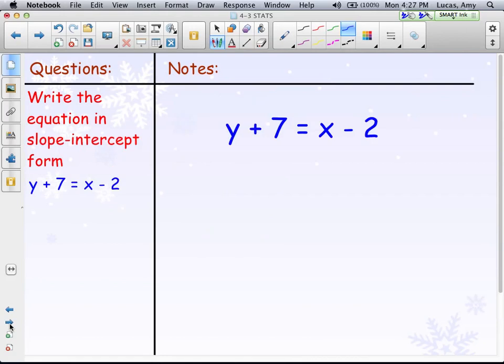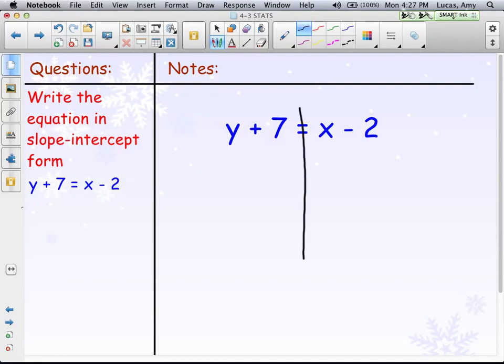This next one, it says write the equation in slope-intercept form. So now what we're going to work on is taking point slope form and turning it into slope-intercept form. Because all three of the forms, standard, point slope, and slope-intercept, are interchangeable. You can change from one form to the other. And depending on the type of problem you're solving, they may tell you which form to use, or you may find one form is more useful than the other.